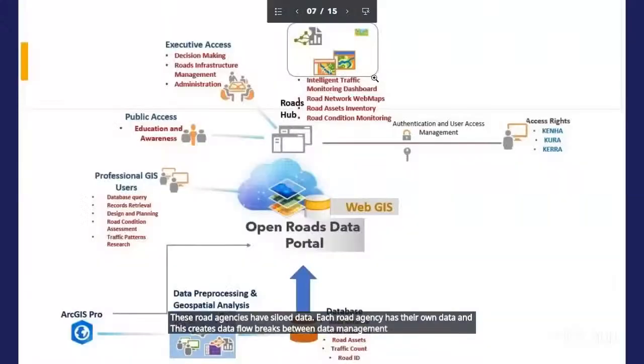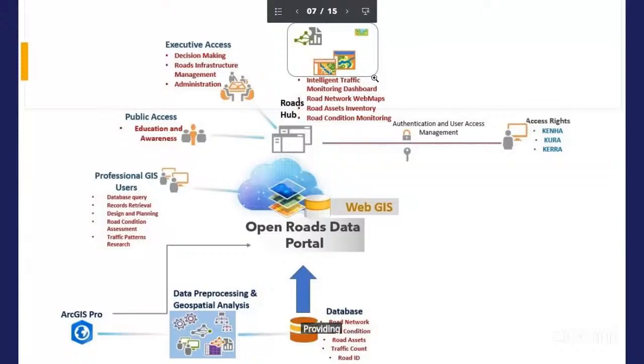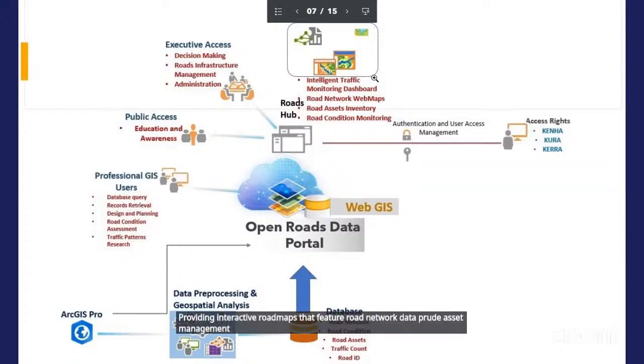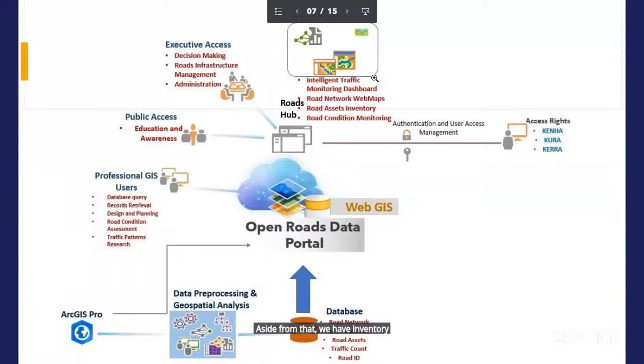So I aim at creating a centralized road data management center. That's the hub, the portal, providing interactive roadmaps that feature road network data, road asset management, and road surface type data. Aside from that, we have inventory tracking. This enables us to provide inventory tracking and planning and budget allocation for road projects.